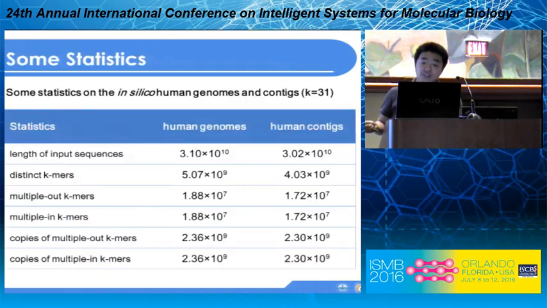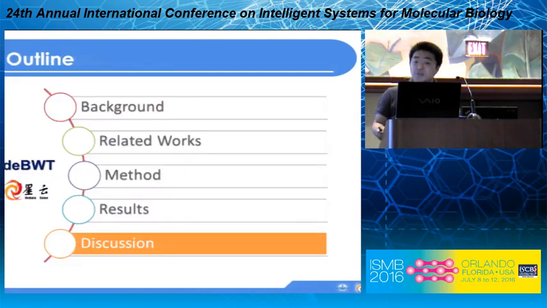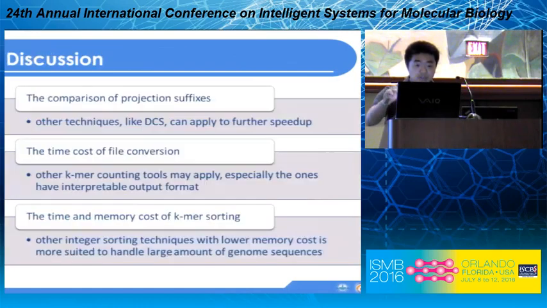At last, we did some statistics on the 10 in silico genomes. The number of the multiple in k-mers indicates the number of subproblems to be solved, which is 3 orders less than that of the whole length of the input. And the number of the copies of the multiple out k-mers equals the length of the different branch encoding. This is 1 order shorter than the whole input. This is also beneficial, as it is one of the main reasons to speed up the comparison of the suffixes with long common prefix. And the method could be further improved in several aspects.